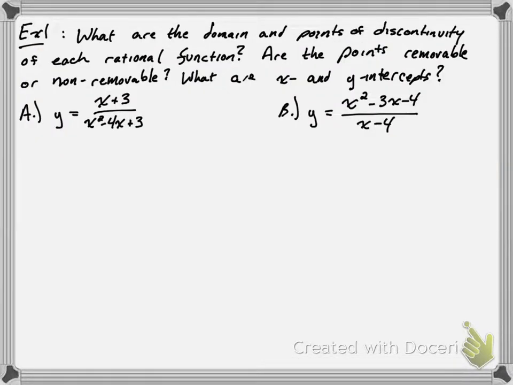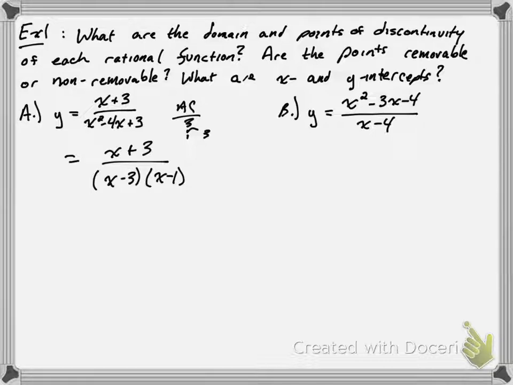So when we look at example 1, what are the domain and points of discontinuity of each rational function? Are the points removable or non-removable, and what are the x and y intercepts? First and foremost, I've got to factor. So x plus 3 on top, and I've got to factor the bottom. What's my AC number? 1 times 3 is 3. The only factors of 3 are 1 and 3. We're looking for a negative 4, so you can take a shortcut: x minus 3 and x minus 1. You know how to factor, you've done it before.